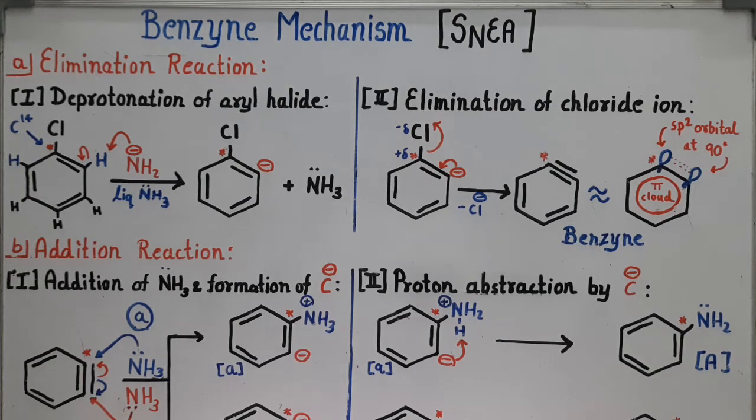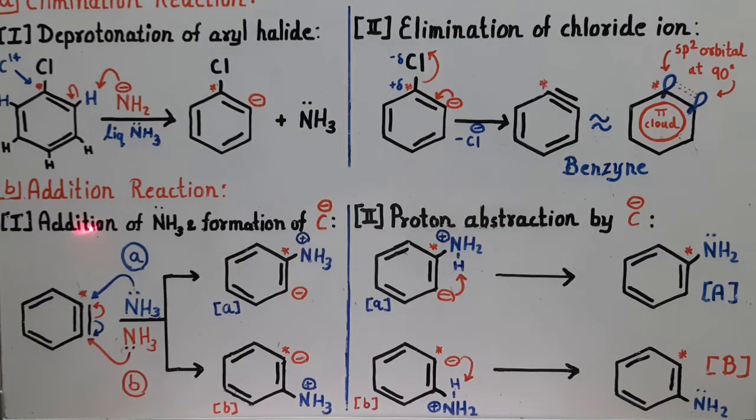Therefore, they form a weak bond due to the poor overlapping, so this bond is fragile and the molecule is highly reactive. The addition reaction can also be split into two sub-steps. Step 1 is formation of carbanion. Here, liquid ammonia can attack either side of the triple bond because the molecule is symmetrical.